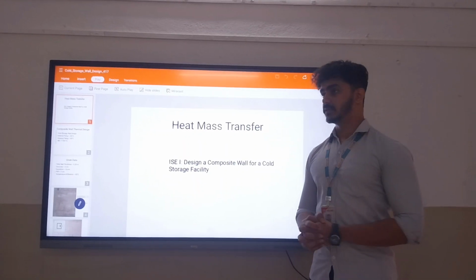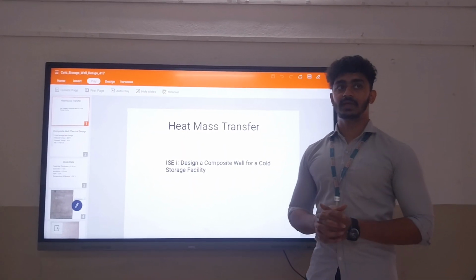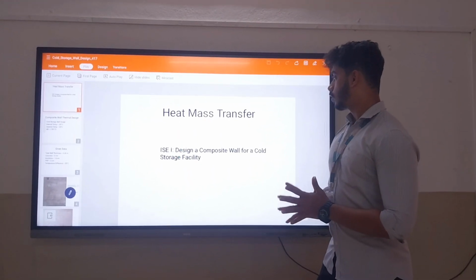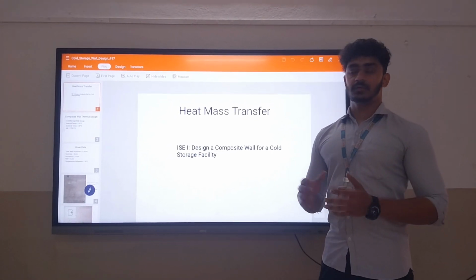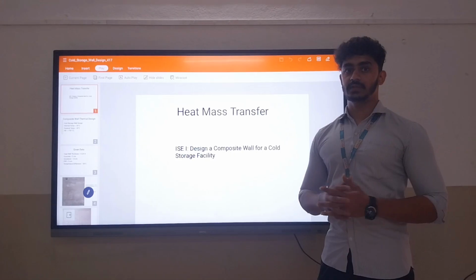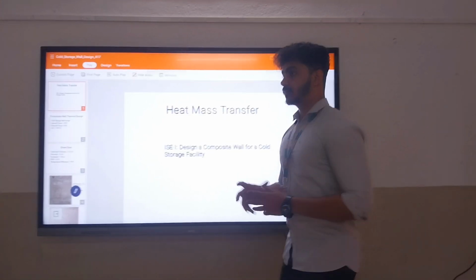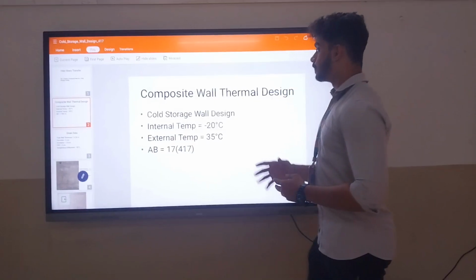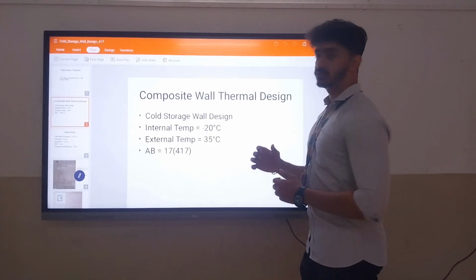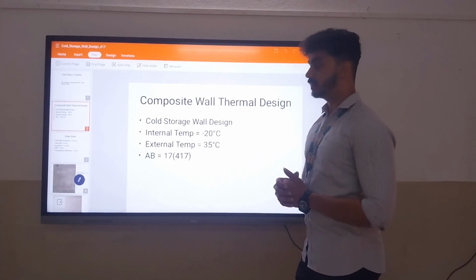So hello, myself Neha. We have been asked by the IS activity to design a composite wall for cloud storage. First of all, composite wall means a wall made up of various types of layers. So let's see. We have been given some data for the question: the internal temperature is minus 20 degrees Celsius, external temperature is 35 degrees Celsius.